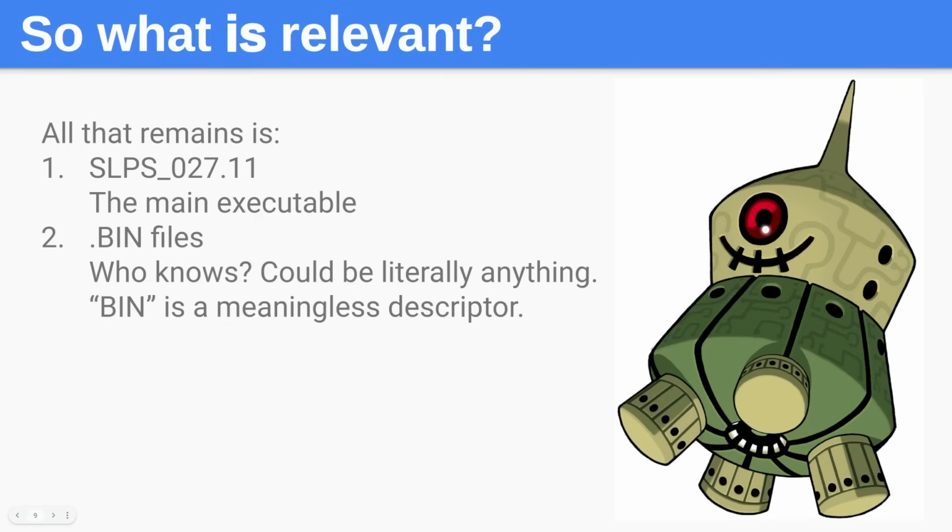So if none of those are relevant, what actually is relevant for us? Well, the only files that remain are this SLPS_027.11. That's actually the main executable of the game. That contains a lot of the code that runs the game, as well as all of these .bin files. And those files could be literally anything. Bin is not a descriptor that gives us any actual useful information. It's just a meaningless descriptor to note that these files contain data of some kind.